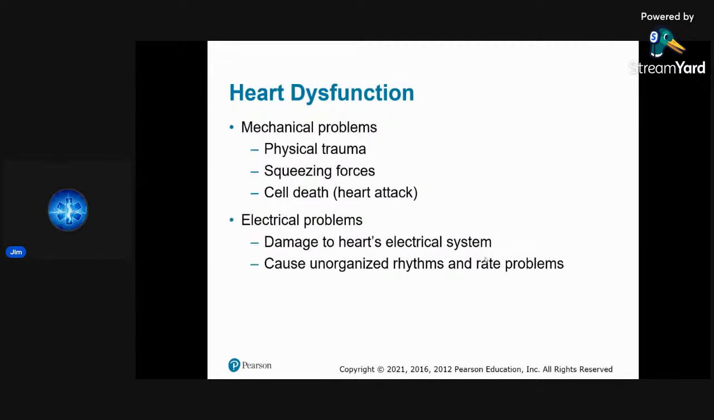Mechanical problems are physical problems: trauma, squeezing force, cell death like a heart attack. These will cause mechanical issues, which means problems with the actual mechanical function of the heart. Then we can have electrical problems, damage to the heart's electrical system for some reason, which causes unorganized rhythms and rate if the system becomes damaged.